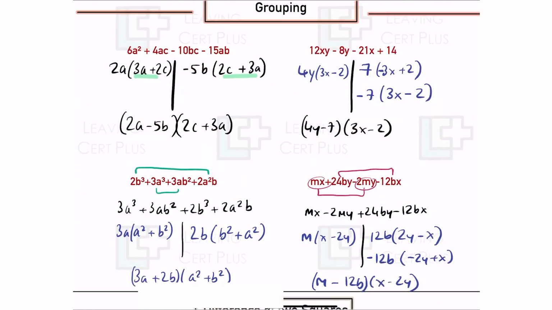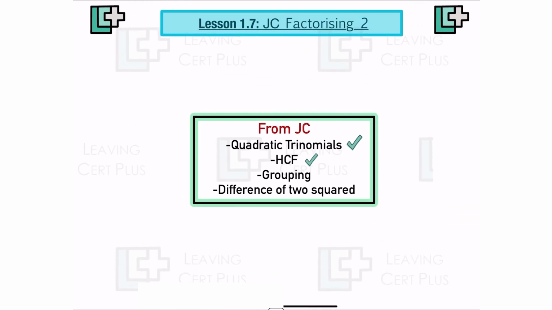So they're the last two types of factorising we need to bring forward. There are more types of factorising we need to know that are new to Leaving Cert, but that's just a revision for Junior Cert Complete. We've got grouping and difference of 2 squares done. That's all for lesson 1.7.